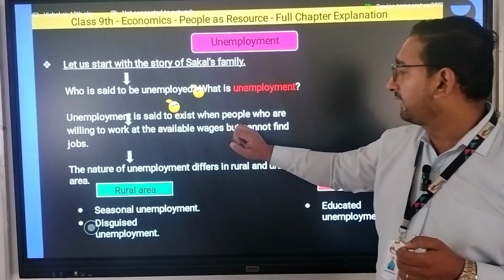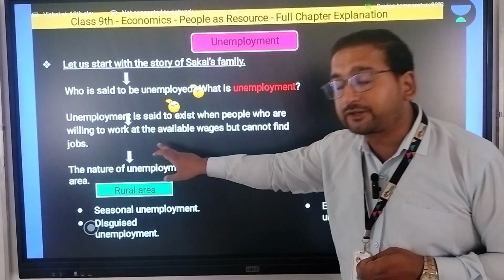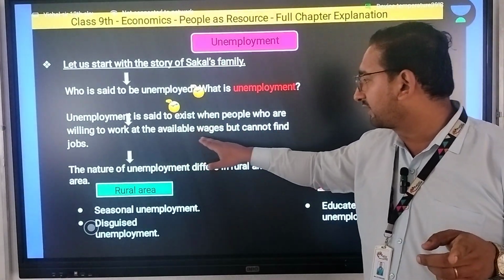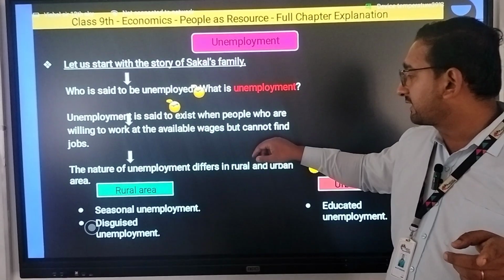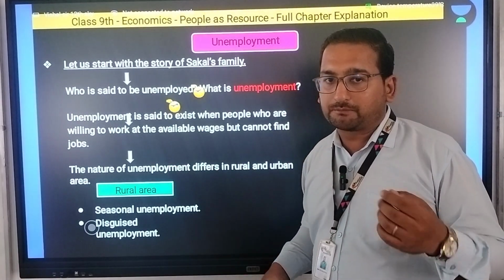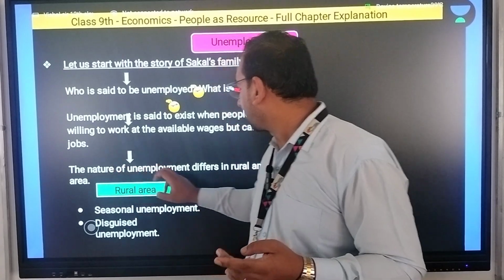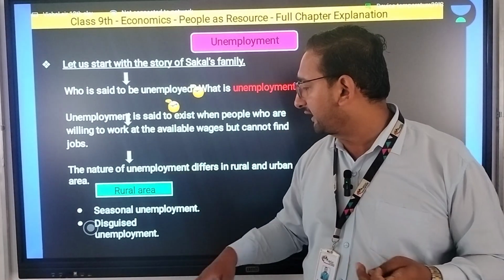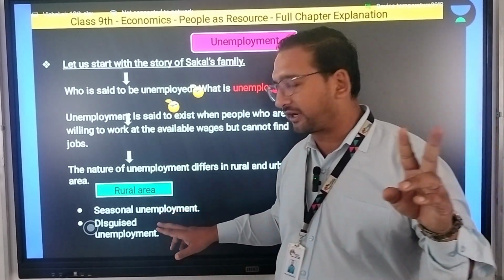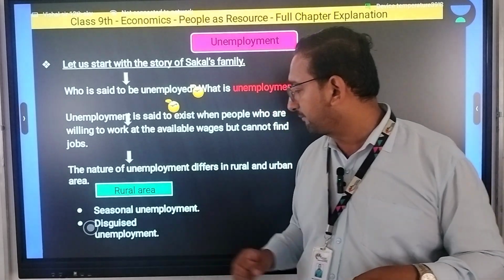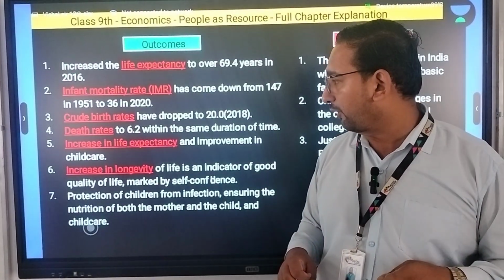Unemployment is said to exist when people who are willing to work at the available wages cannot find jobs. If he can't find a job, then he is called unemployed. The nature of unemployment differs in rural and urban areas. In rural areas we have two types of unemployment, that is seasonal unemployment and disguised unemployment.